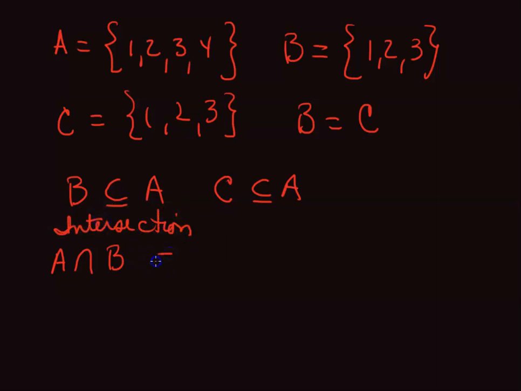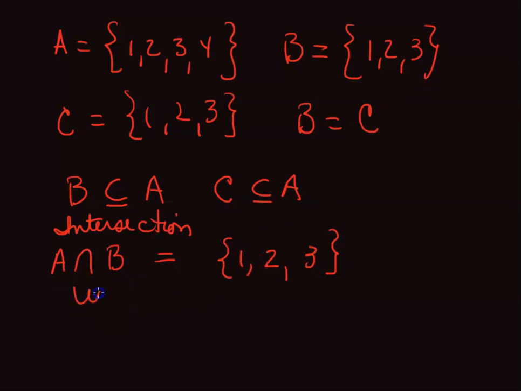Those are all the elements that are the same in both sets. So both sets have a 1. Both sets have a 2. And both sets have a 3. But both sets don't have a 4 or anything else.